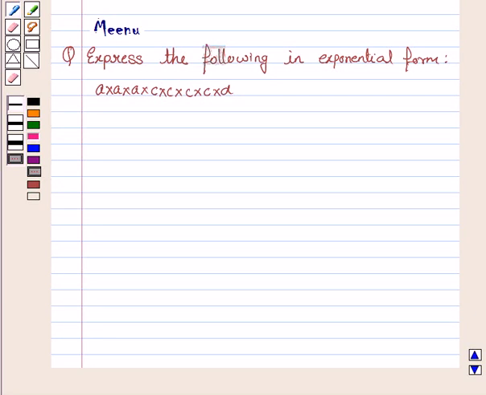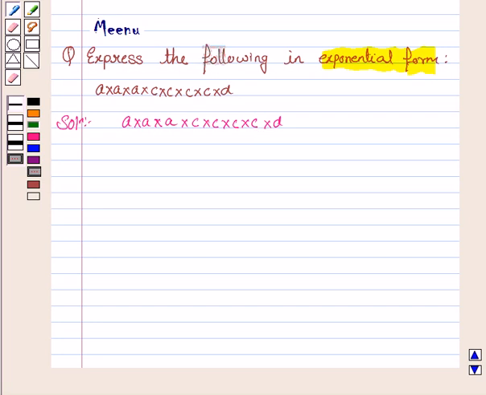Let's work out the following question. It says, express the following in exponential form. So let's move on to the solution. The given expression is a into a into a into c into c into c into c, that is c is coming 4 times, into d. Now we have to express this expression in the exponential form.